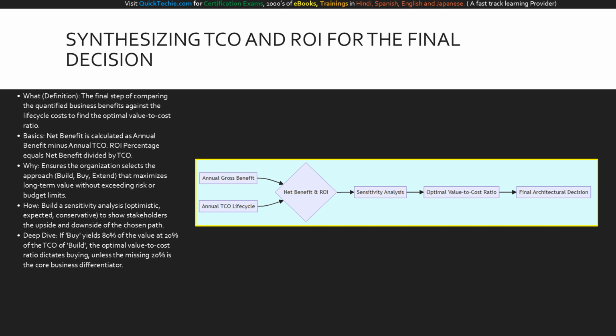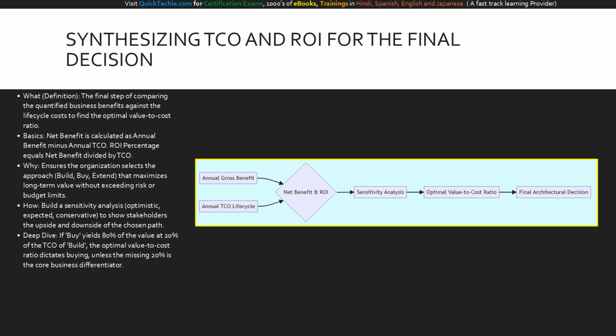Why is this final calculation so vital? Because it ensures the organization selects the exact approach, build, buy, or extend that maximizes long-term value without breaching risk or budgetary constraints. How do you present this? As an architect, you should build a sensitivity analysis showing optimistic, expected, and conservative bands so stakeholders clearly understand the financial volatility of the AI project.